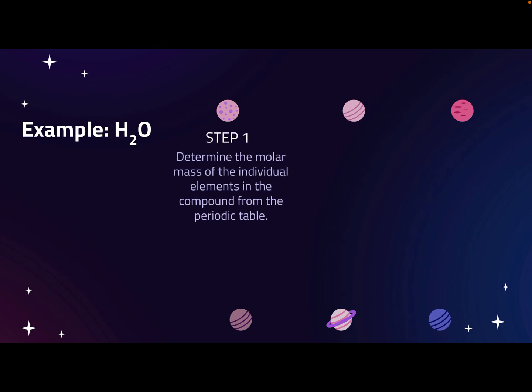So step 1, you're going to determine the molar mass of the individual elements in the compound from the periodic table. If you take a look at a periodic table, you have a bunch of them in the buckets that are on your tables. You can grab one of those, or you can look up to the left-hand side of the room with that huge periodic table on the wall. If you look on the periodic table, what you'll notice is the molar mass for hydrogen is represented as approximately 1.008 grams per mole, and oxygen is 15.999 grams per mole.